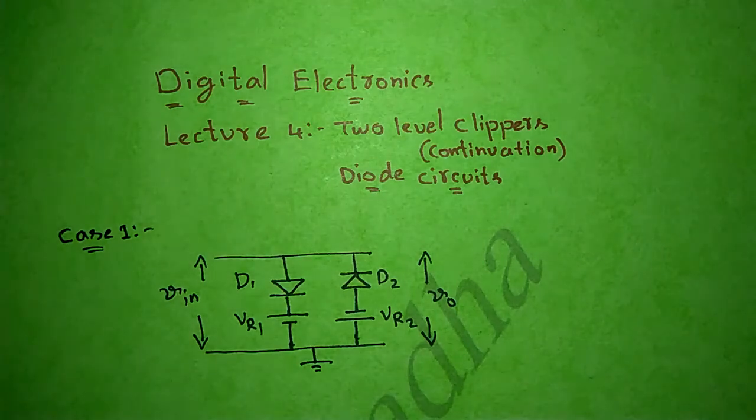I want to explain about two-level clippers in this class in the subject called digital electronics. Actually, in the last class, I explained about two-level clippers by taking one gate question. But in this class, I want to explain all kinds of two-level clippers. Suppose I take a circuit like this.